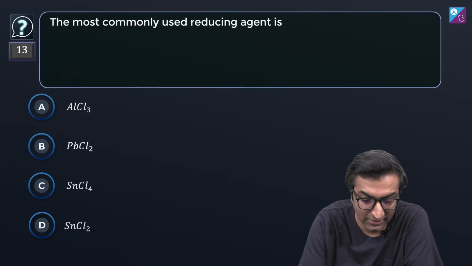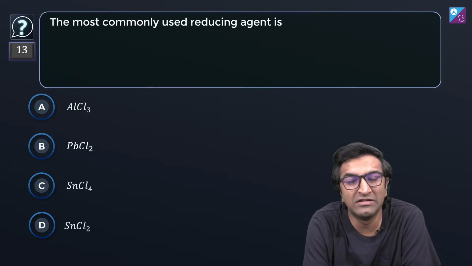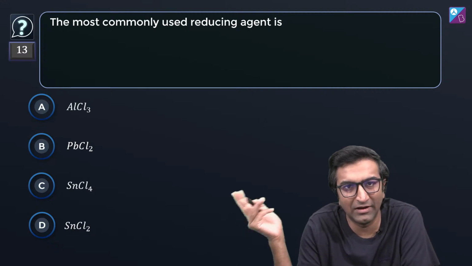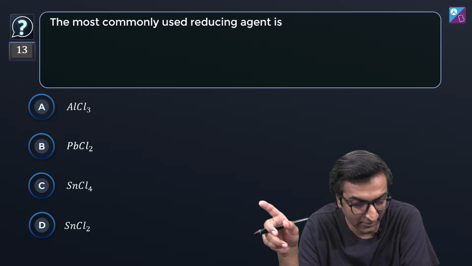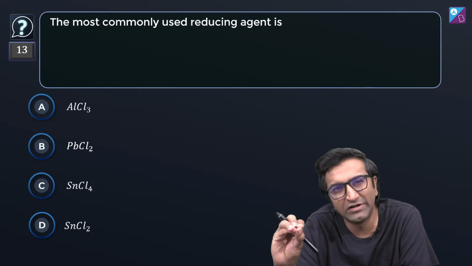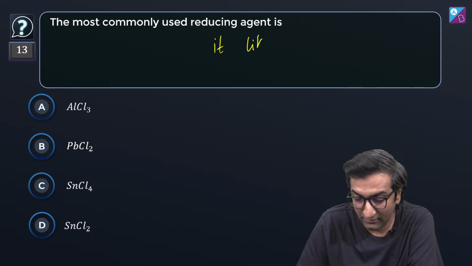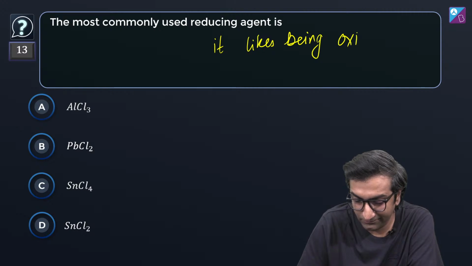What a simple question. The most commonly used reducing agent is... Now this also can be answered on the basis of जो चीजें हमने अभी डिस्कस की. ठीक है. Most commonly used reducing agent. Reducing agent मतलब it likes being oxidized. मतलब वो खुद ऑक्सीडाइज होना चाहता है. Just keep this in mind.